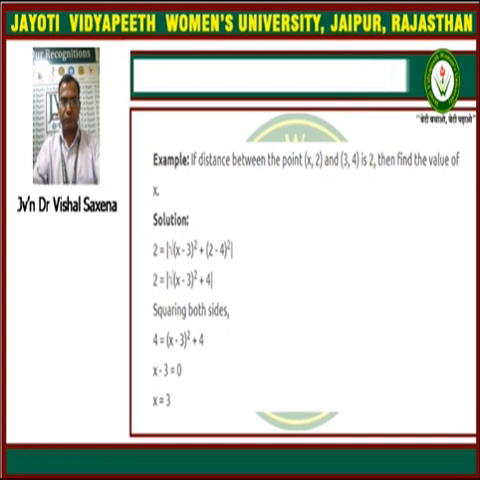So we are putting these values and solving this equation, squaring, and finally we will get x minus 3 is equal to 0. So it means x equal to 3 is coming there, and so this is the value of x. 3 is the value of x which is required in this question.